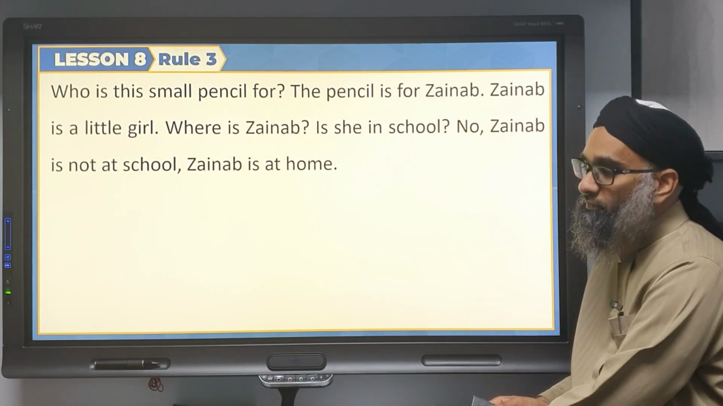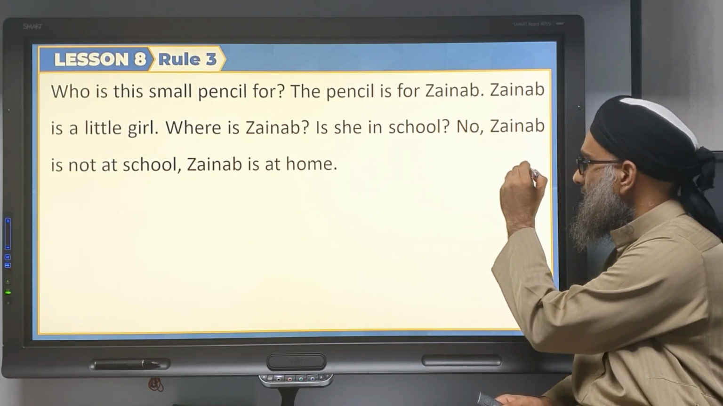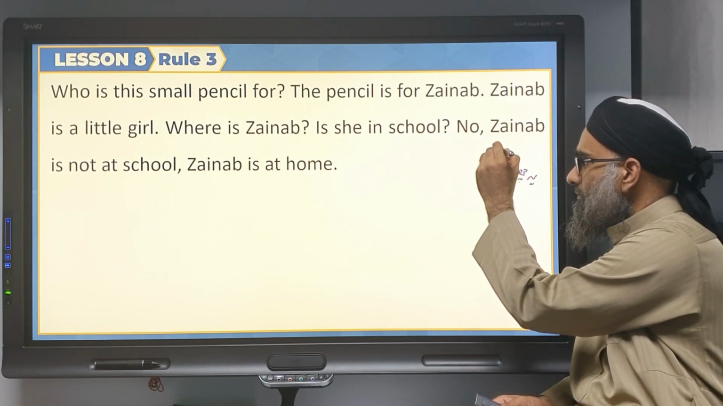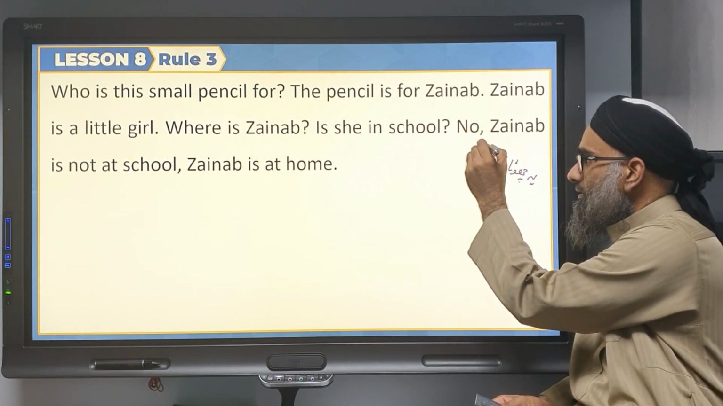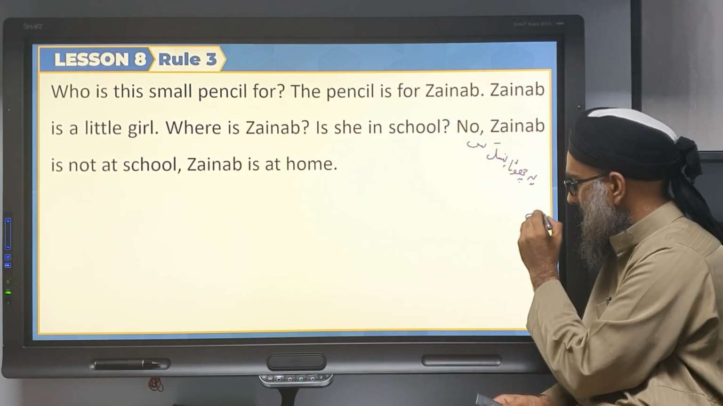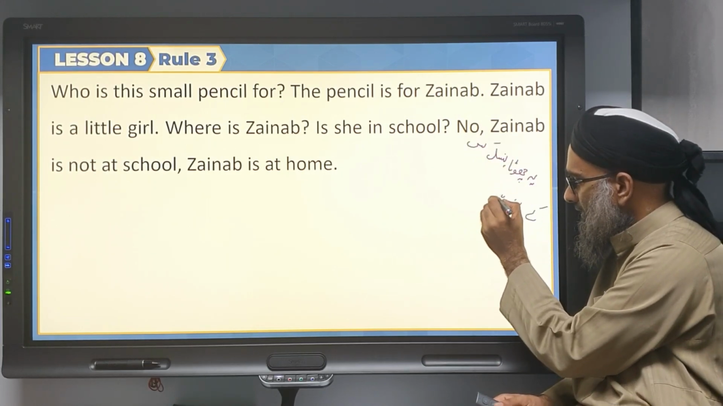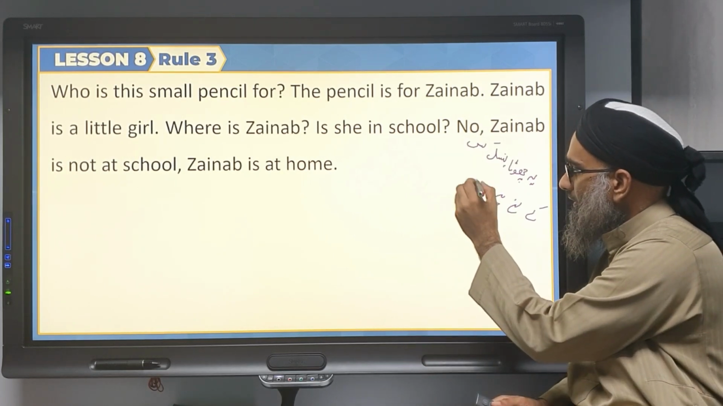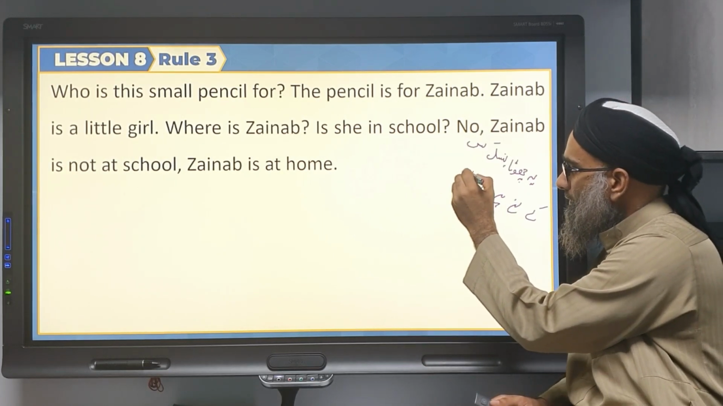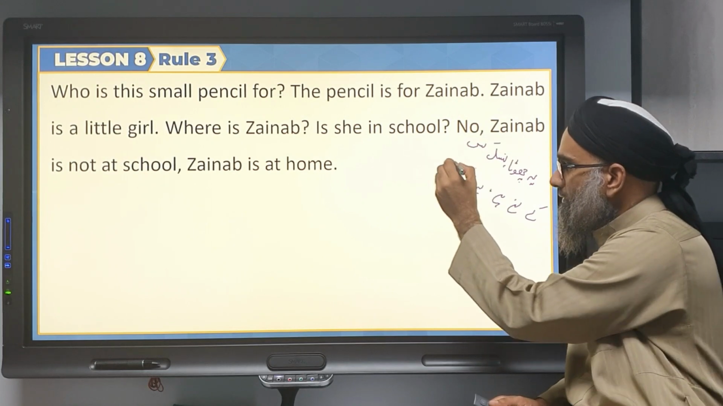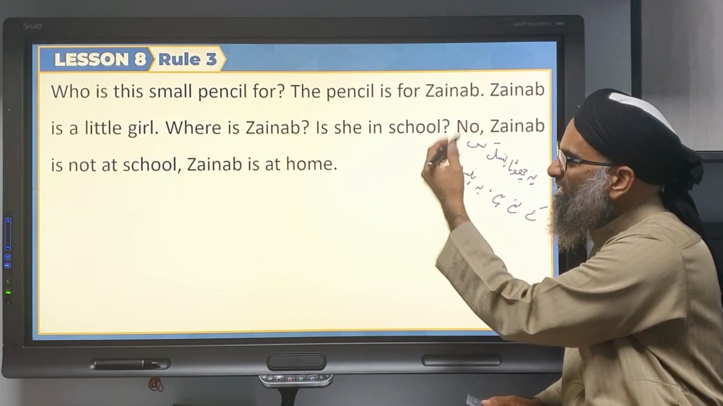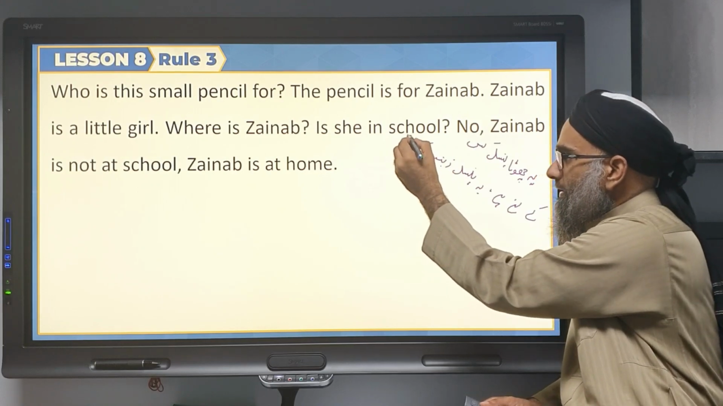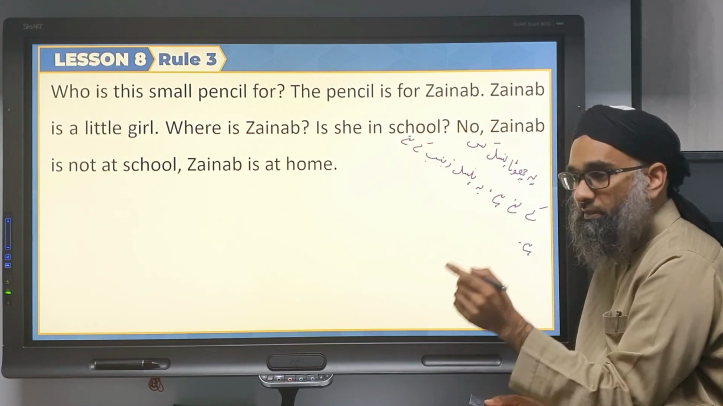Who is this small pencil for? Ye chhota pencil kiske liye hai? Ye pencil Zainab ke liye hai.